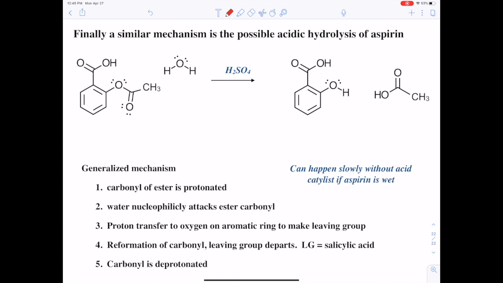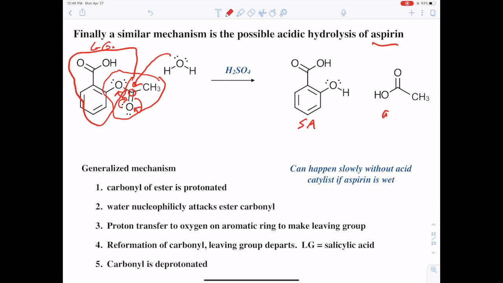By the way, you can have aspirin be attacked by water. Here is our ester, right? There's our ester. If you look at this as being the electrophilic carbon, and this is the leaving group, you could think of water attacking the carbonyl. These electrons go up, they come back down, and the leaving group departs. And we get back to salicylic acid and acetic acid.